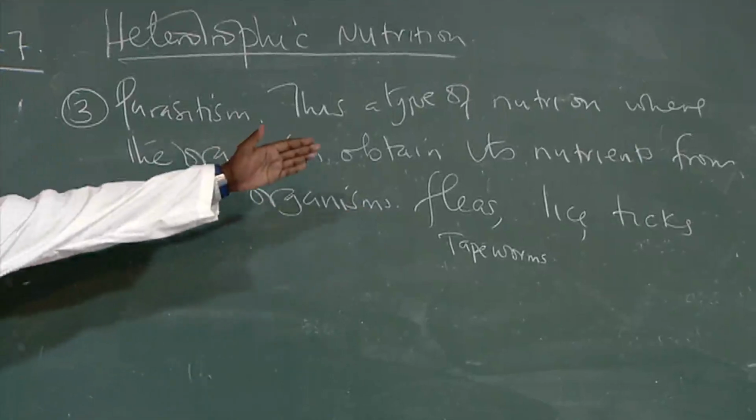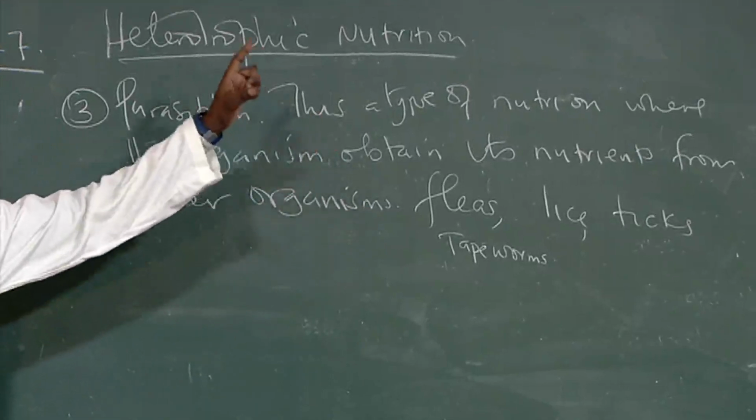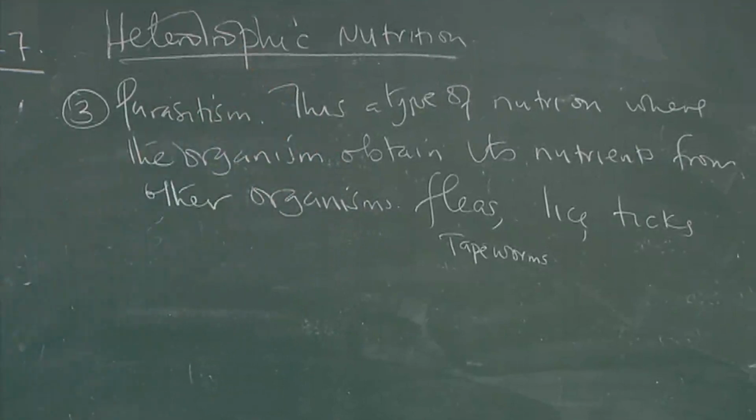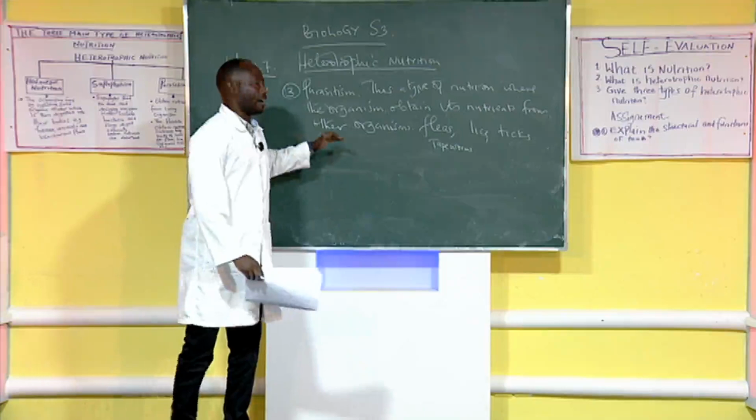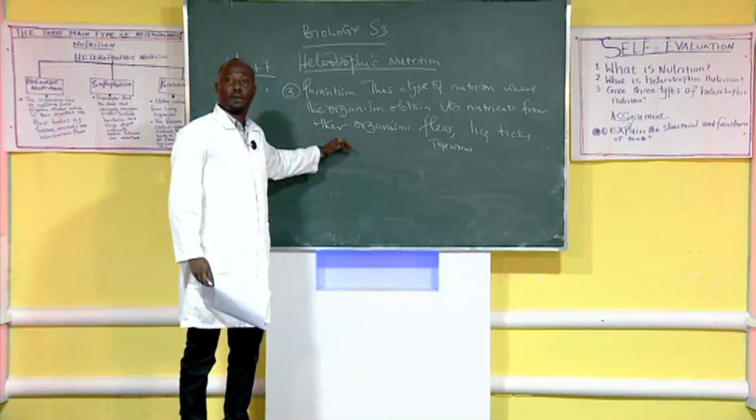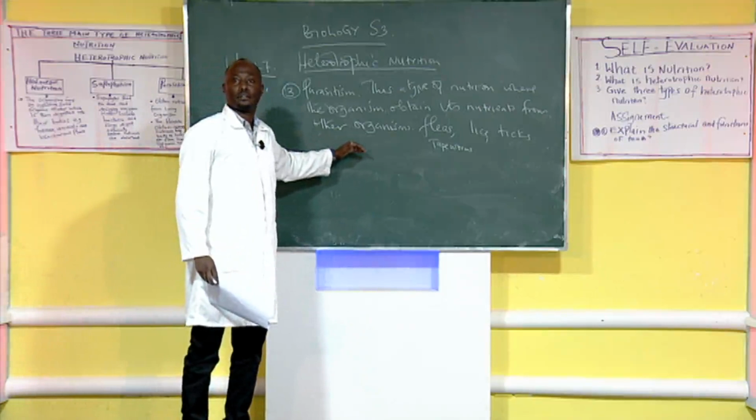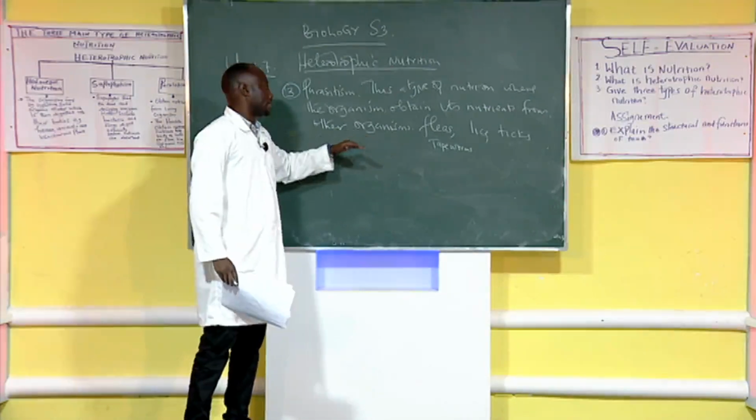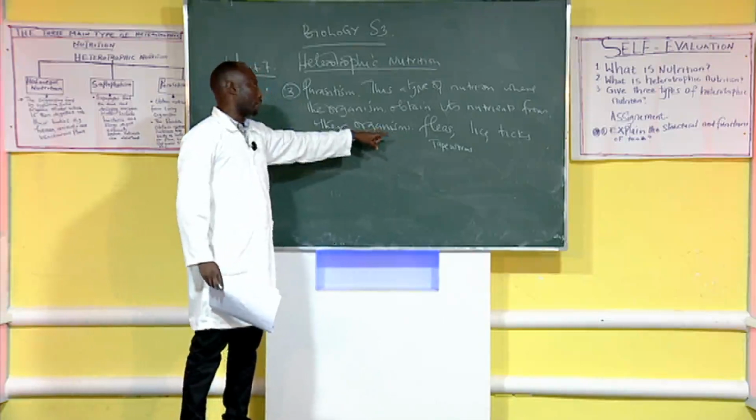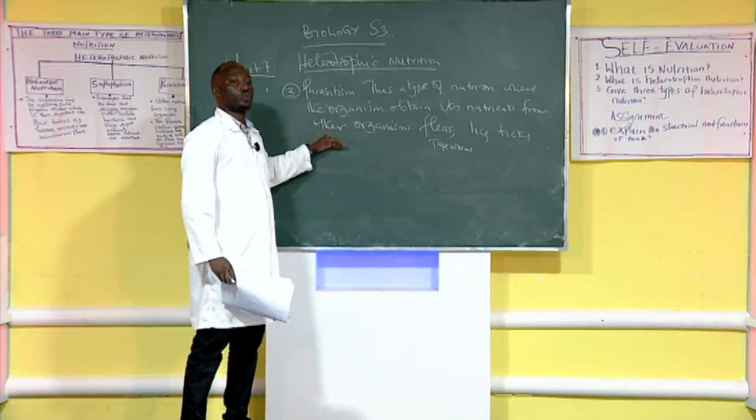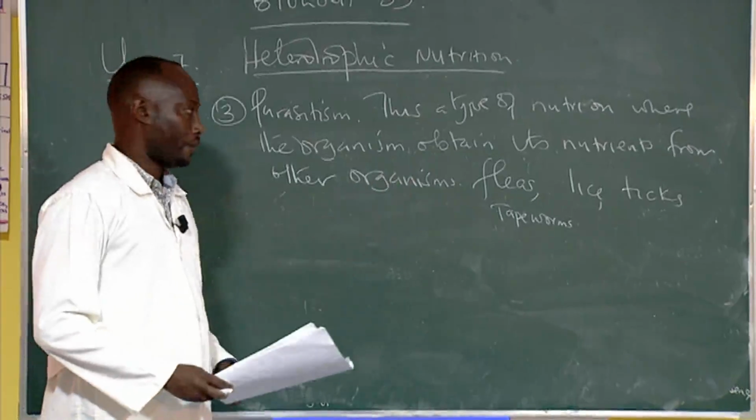Parasites are categorized into 2 types. Who can mention those 2 types? Excellent. We have ectoparasites and endoparasites. Endoparasites are found inside our body, while ectoparasites are found on the body surface.